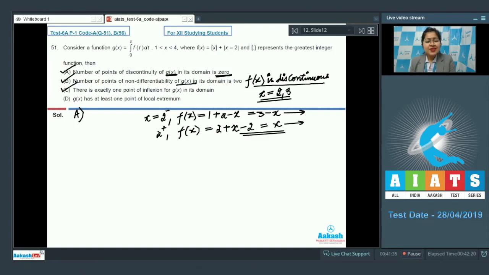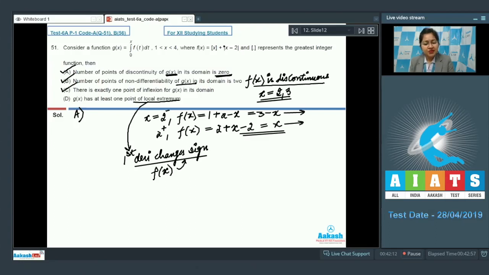Now option number D says that gx has at least one point of local extremum. Now to find the points of local extremum, we have to find the number of points where the first derivative changes sign. That is the number of points where fx will change sign. Now it can be seen that for x going from 1 to 4, the greatest integer of x is always positive and the modulus of x minus 2 is always positive.